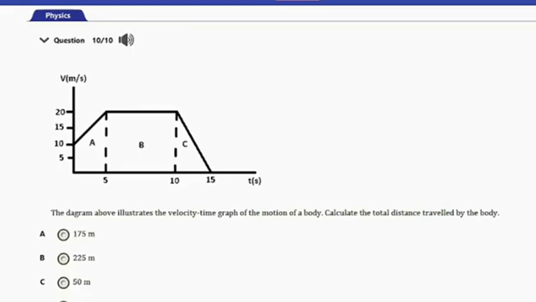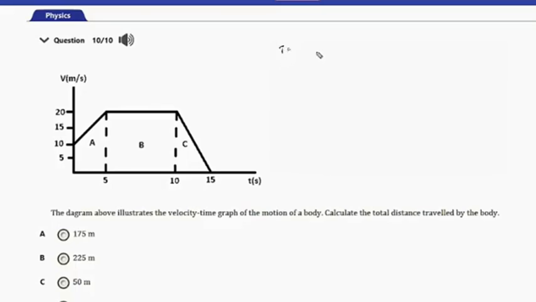Alright, so guys, for us to calculate the total distance traveled by the body here, we have to recall that in a velocity time graph, the area under the graph is the distance. So in order to calculate the distance, we are going to calculate the areas of the various shapes that we have here. So basically we have shape A to be a trapezium, shape B to be a rectangle, and shape C to be a triangle, particularly a right-angled triangle. So for this question, we're going to calculate the areas and then add them together.